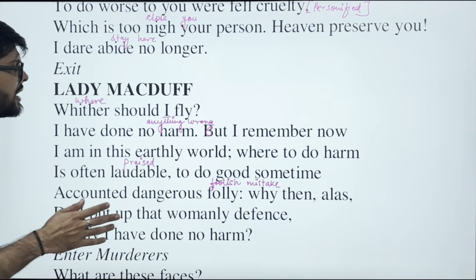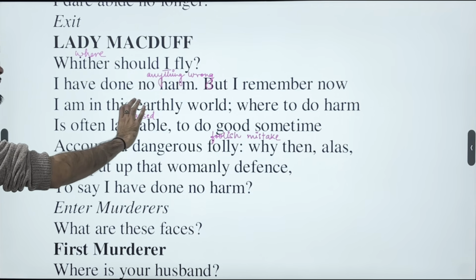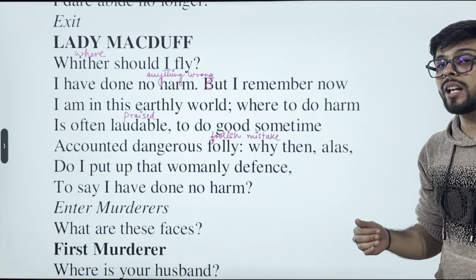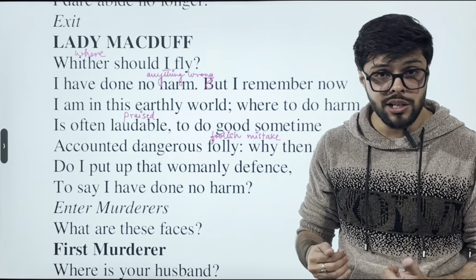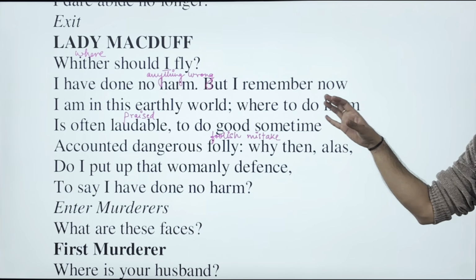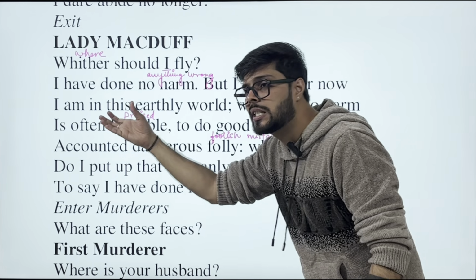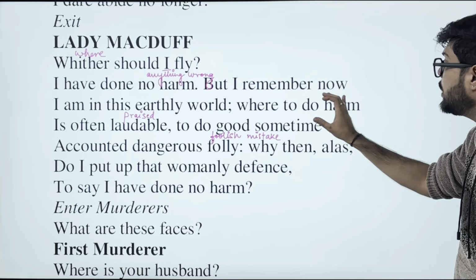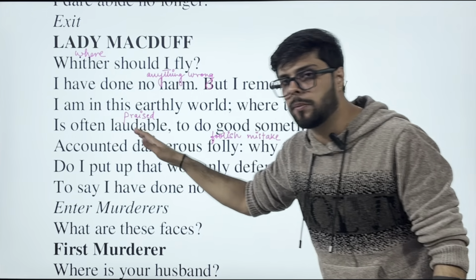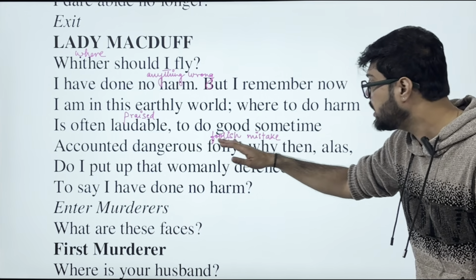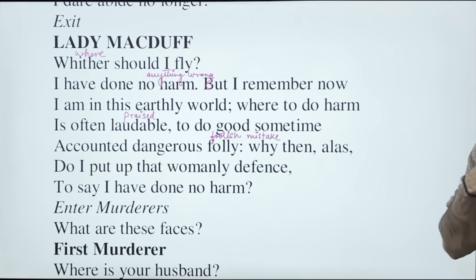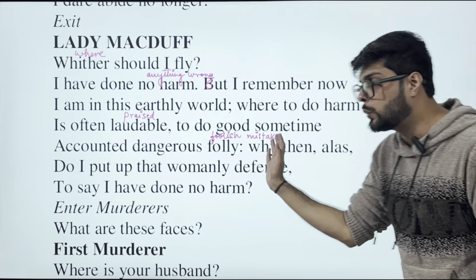Oh, but yeah, I remember now that I am in this earthly world. I am in the world of mortals, where often doing the right thing is punished and doing the wrong thing is praised. So even though I haven't done any harm, I remember that I am in this mortal world, earthly world, where to do harm, to do any wrongdoings is often laudable, is often praised. But to do good sometimes is accounted dangerous folly. It's considered a foolish mistake if you do good to anyone.